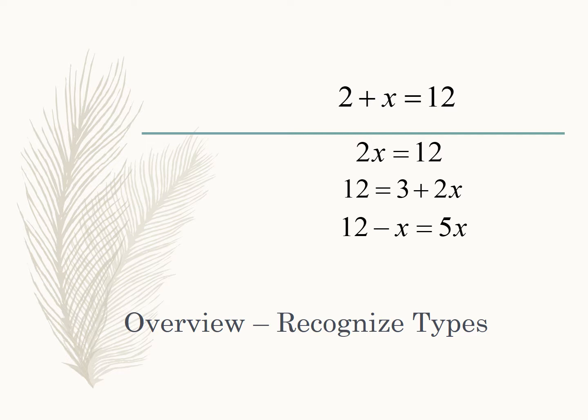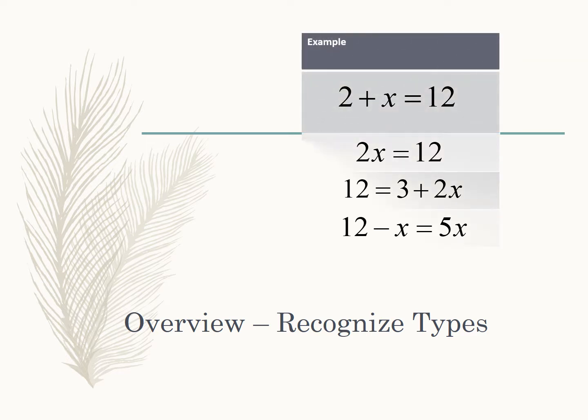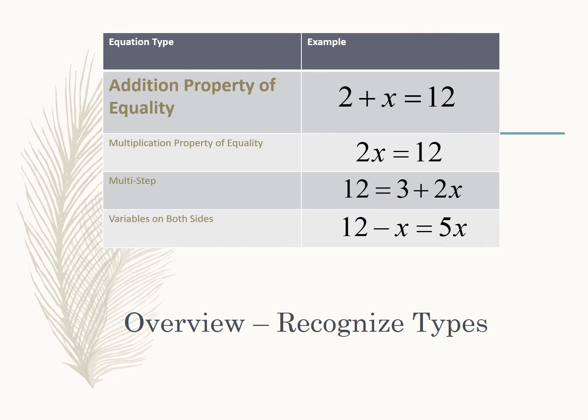Let's take a look at a classification of these equations. The first equation has been identified as an equation of the addition type. It follows the addition property of equality. We will talk in depth about the addition property of equality in this lesson. Pay close attention to what is happening to the variable x. The value of 2 is being added to the variable x on the left side of the equal sign, and we're being told that that quantity is the same as 12.